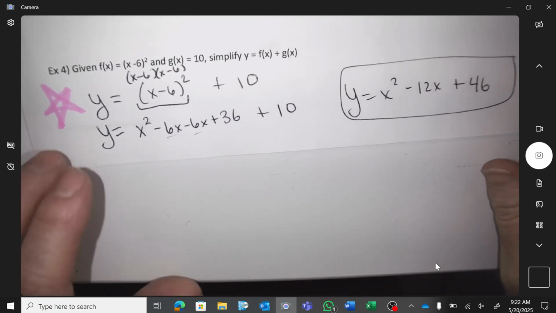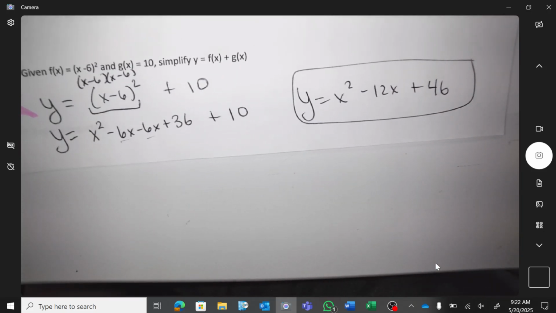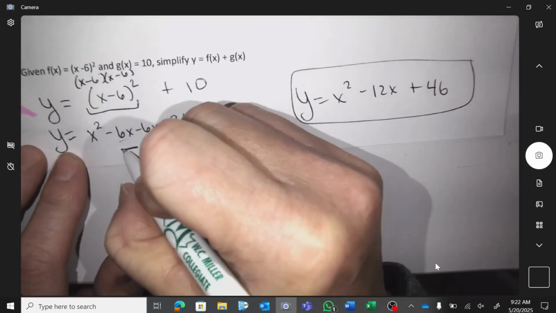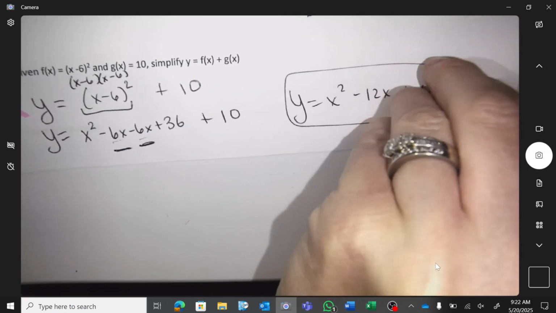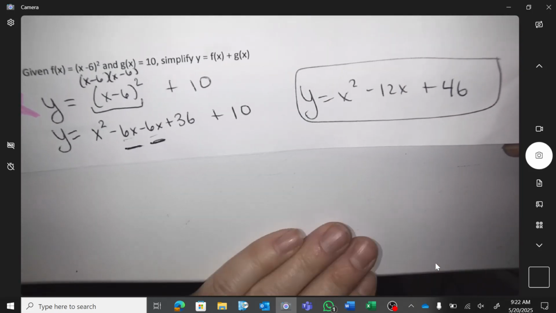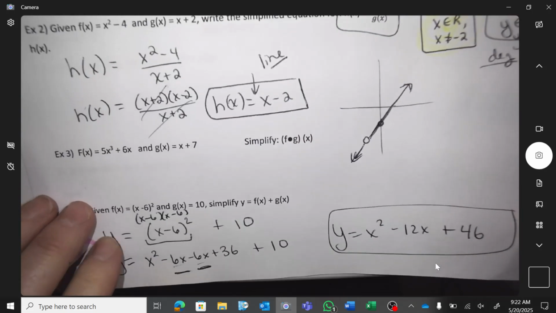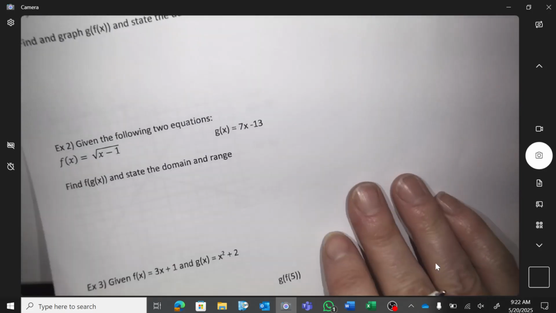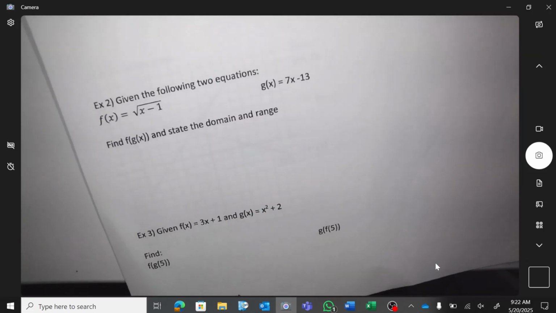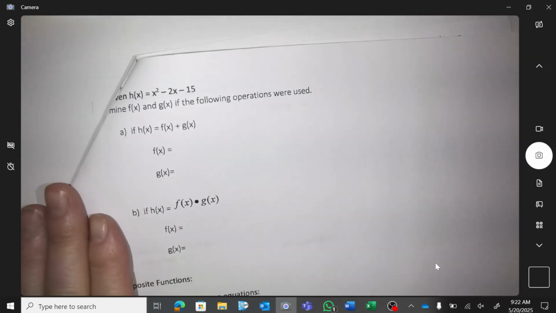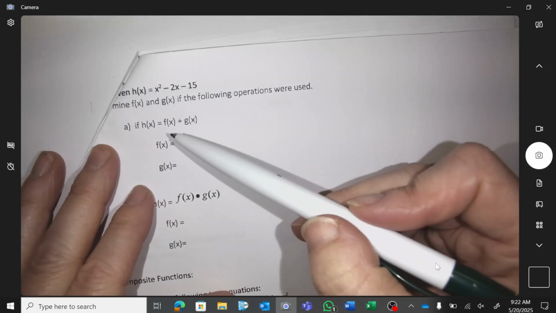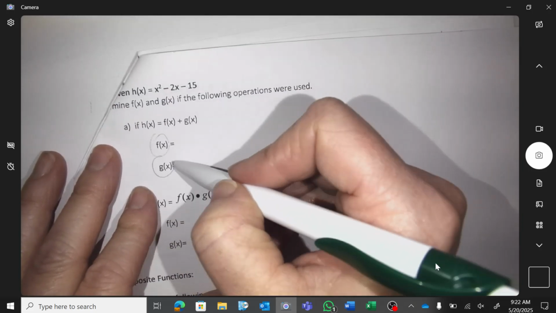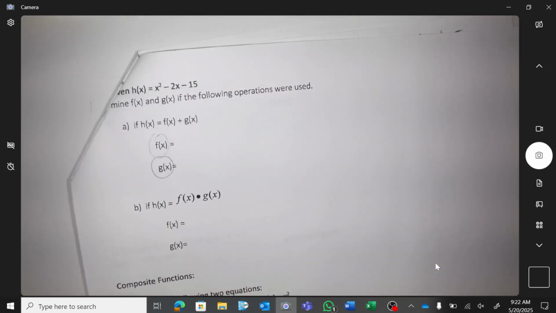Okay, here and here, that's where I lose people. And I think this is the last operation question. You are going to now make up two functions that would add to that.